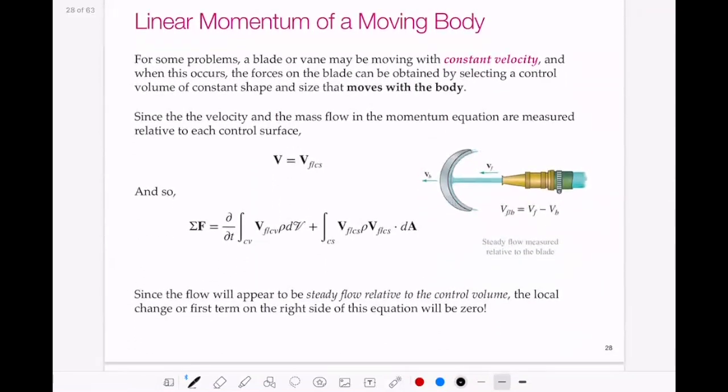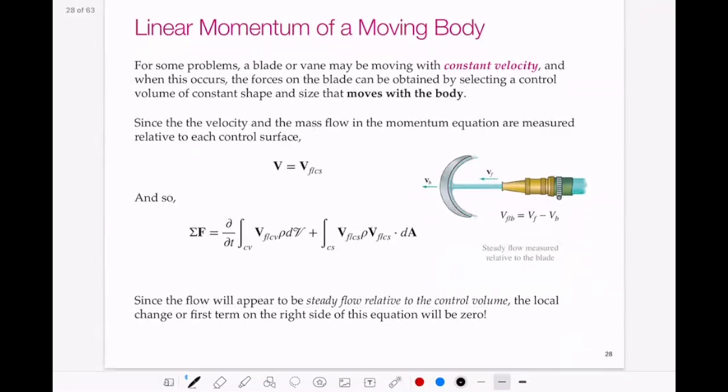So let's look at linear momentum now if we have a moving body. For many problems, a blade or a vane might be moving with a constant velocity. When this occurs, the forces on the blade can be obtained by selecting a control volume of the same shape and size that moves with the body. It's the exact same as we applied with our conservation of mass equations, our continuity equation. So the velocity of the mass flow in the momentum equation is measured relative to the control surface. Then that velocity term that we had before with no subscript is just equal to the velocity of the flow with respect to our control surface.